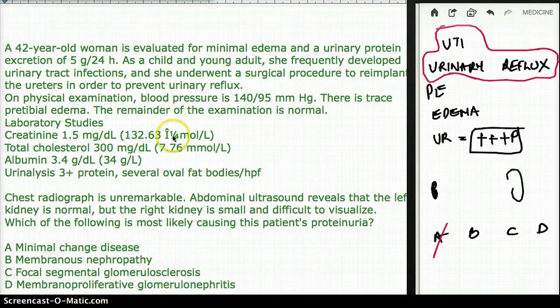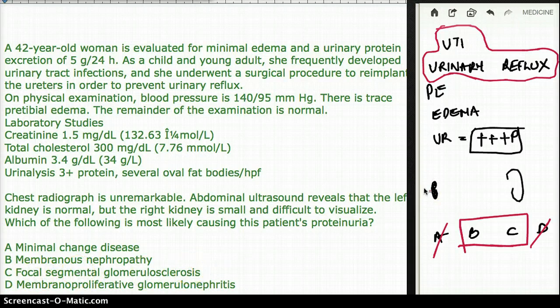MPGN is caused by hepatitis B, hepatitis C can cause MPGN, and a decrease in C3 nephritic factor causes MPGN. I'm going to rule that one out because this vignette really does not go with the story of MPGN. Now we're left with B and C, MGN and focal segmental.